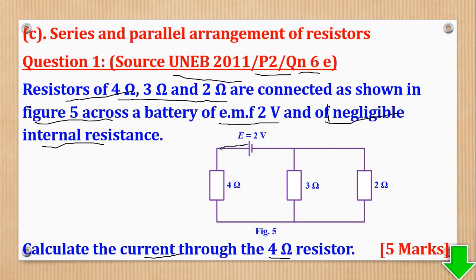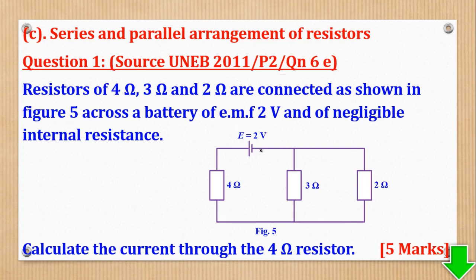So current moves from here through this, meaning the current through the 4 ohm resistor is the total current. When it reaches here, it divides. One goes this side, another one goes this side. And at this junction, it combines to go back to the source. So because here it divides, it implies that this resistor and this resistor are in parallel. And remember, to get the total current, you have to first get the total resistance. So we are going to first combine these two resistors in parallel.